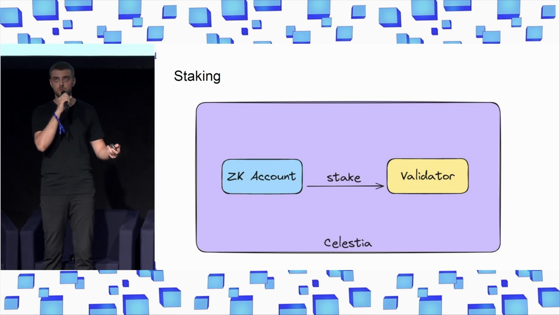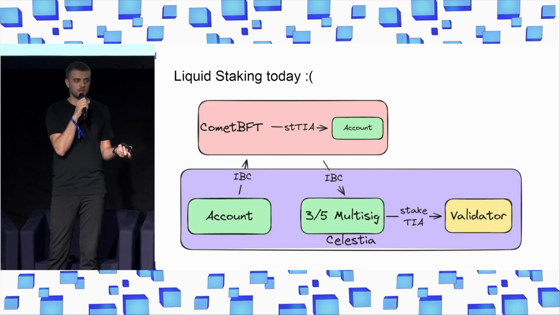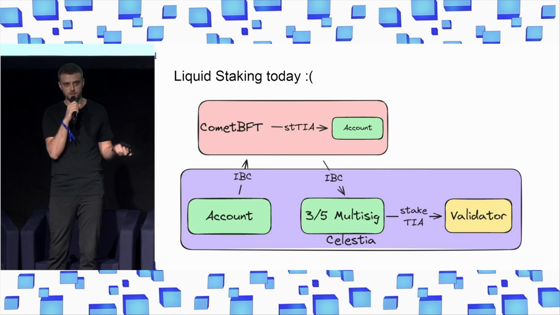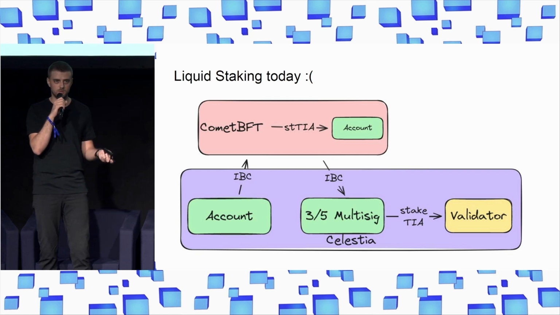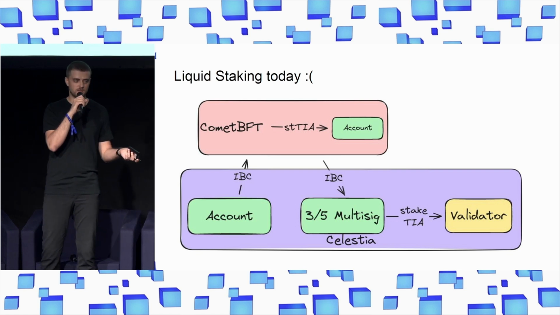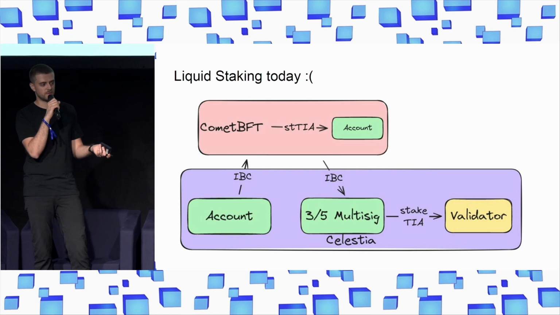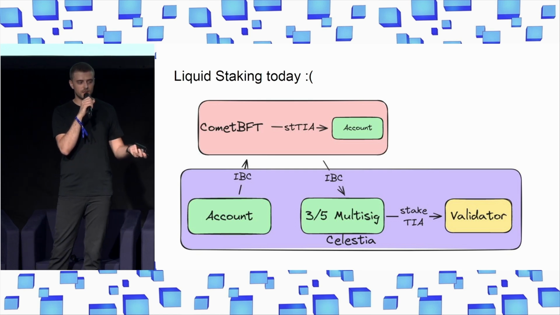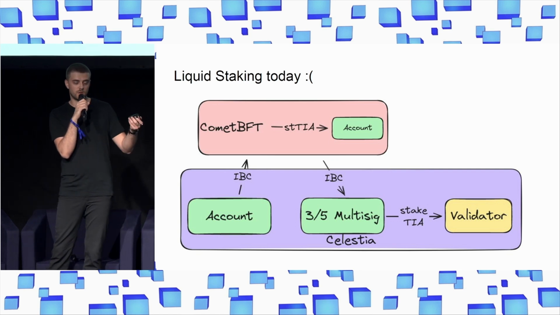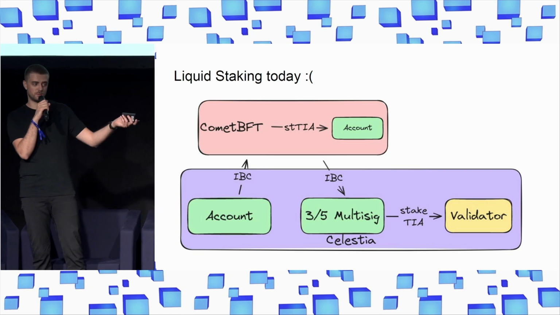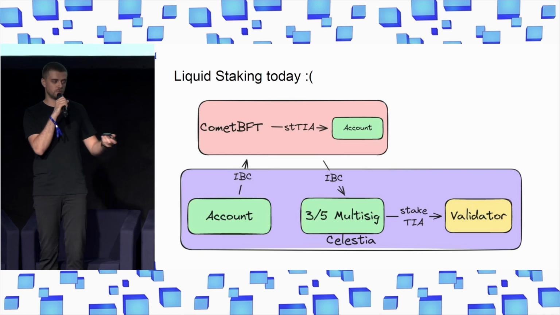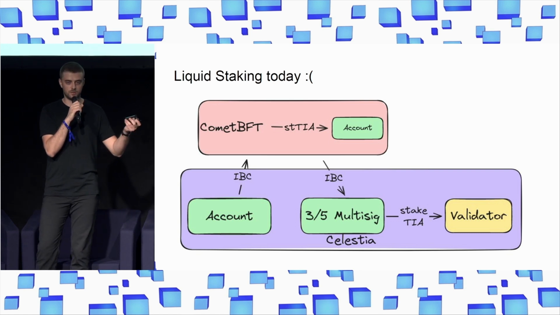But how would you do liquid staking today? You would have to bridge out using IBC, then bridge back into a multisig, which is the most expressive thing, although in the future there will also be interchain accounts, and then stake using that multisig. Of course, now you have two trust assumptions, the common BFT chain and the multisig, and you will basically get the TIA minted on the account.